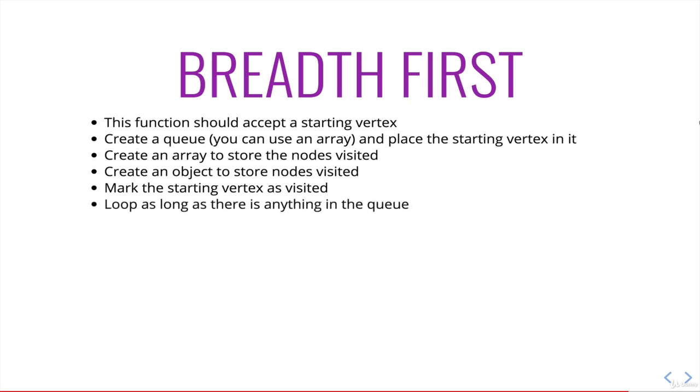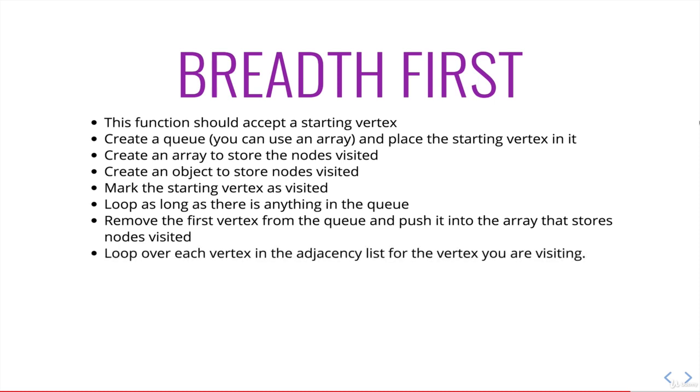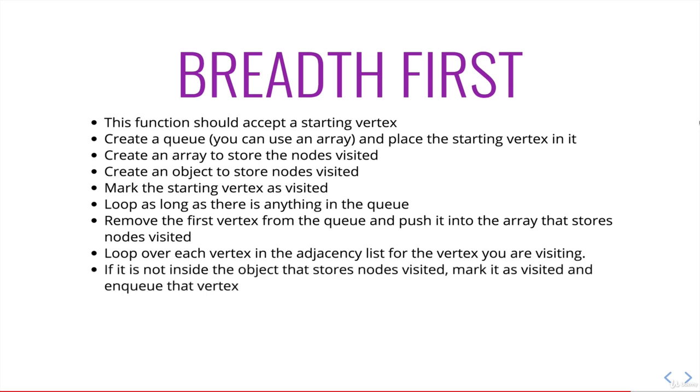Then the bulk of our logic. As long as there's anything in the queue, just a while loop, while there's something in there, we're going to shift the first vertex from the queue and push it onto the array that stores our result. So take the first item out and push it to the result, and then for each neighbor in that vertex, all of its neighbors in the adjacency list, if we haven't visited it yet, mark it as visited, and then add it to that queue. Push it into the end.